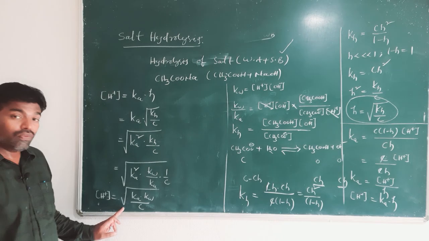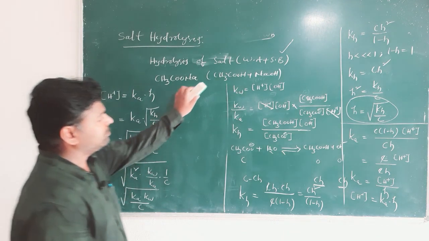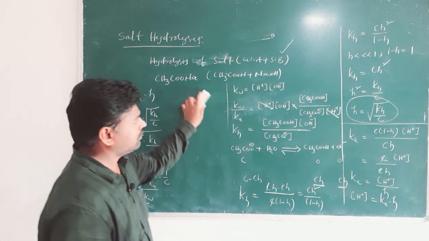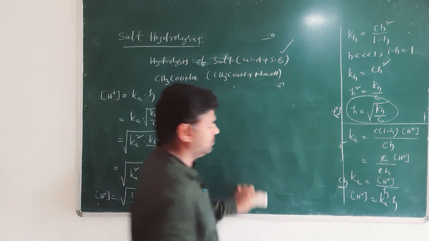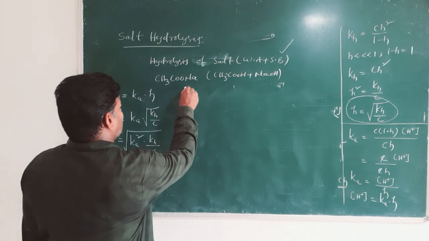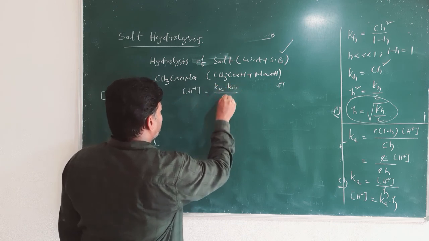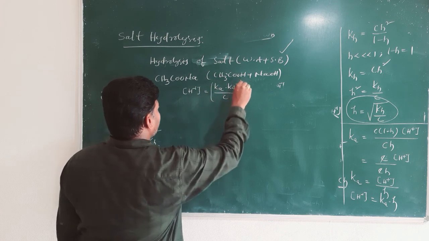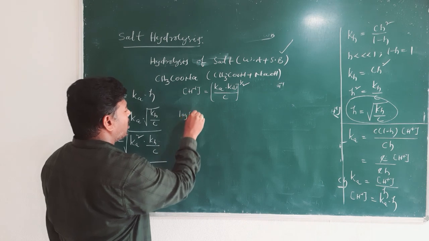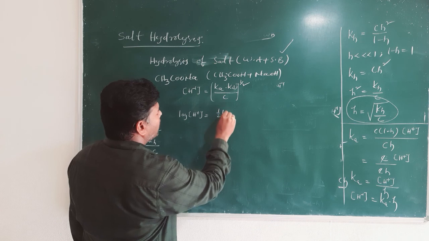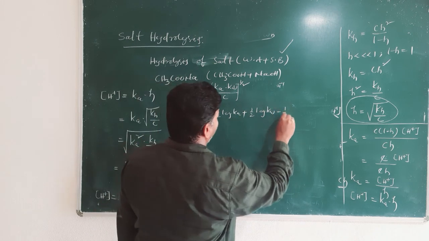Okay. So, now we are able to calculate the pH of the resulting solution. How can we calculate the pH of the resulting solution? Concentration of H plus is equal to Ka into Kw by C whole power 1 by 2. That root can be written as a whole power 1 by 2. Applying logarithm on both sides, log concentration of H plus is equal to 1 by 2 log Ka plus 1 by 2 log Kw minus 1 by 2 log C.